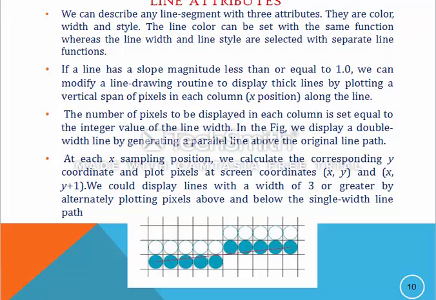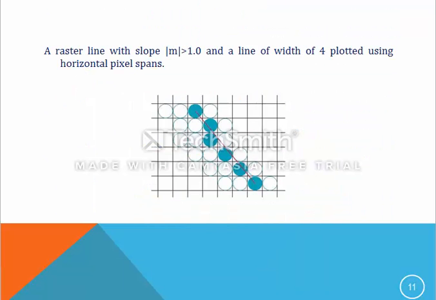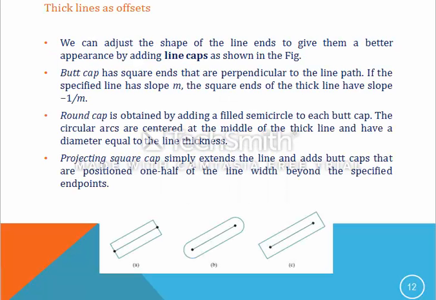In the figure below, we display a double width line by generating a parallel line above the original line path. At each x sampling position, we calculate the corresponding y coordinate and plot pixels at the screen coordinates. We could display lines with a width of 3 or greater by alternately plotting pixels above and below the single width line path. This figure shows a raster line with a slope m greater than 1 and which has a line of width 4 plotted using horizontal pixel spans.